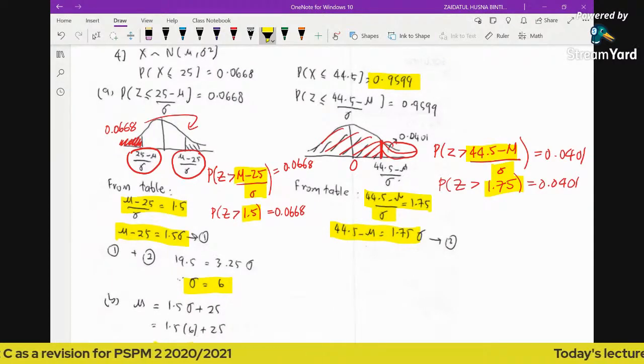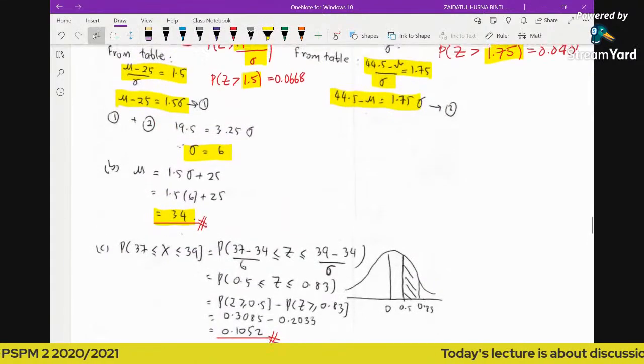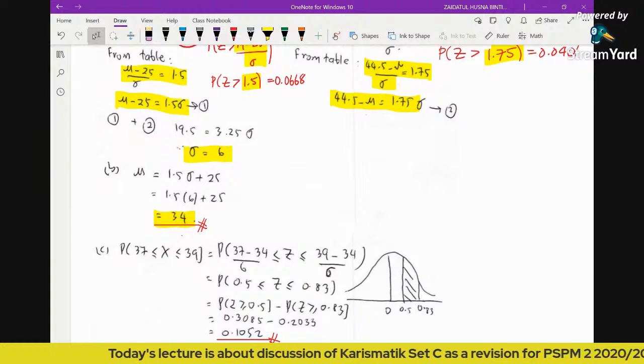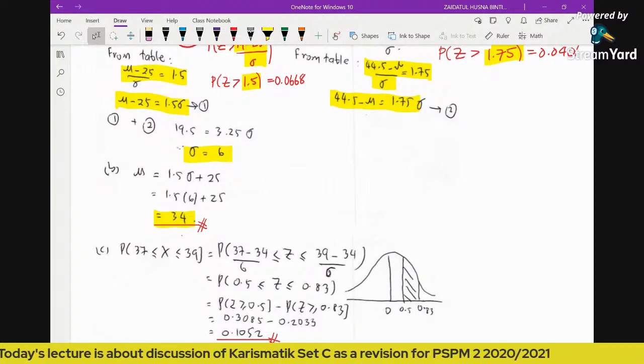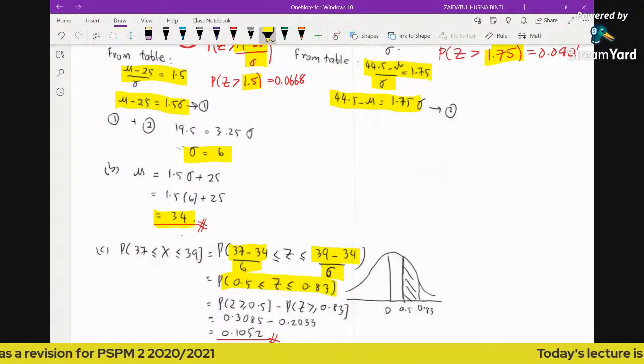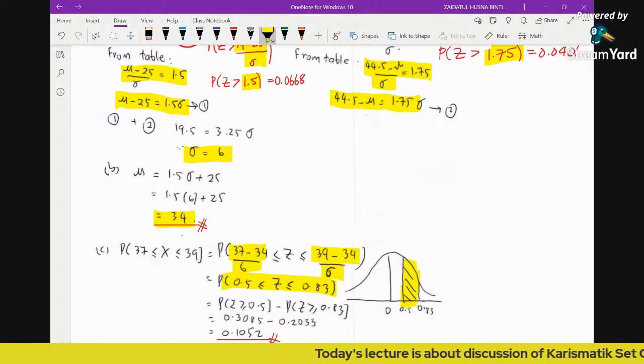Alright. Now next, find the probability of x greater than or equal to 37 and less than or equal to 39. We already have the sigma and the mu, so you just substitute here. We standardize this and you will get this z-score. Both are positive, which means the area that we are looking for is this one, from 0.5 until 0.83.